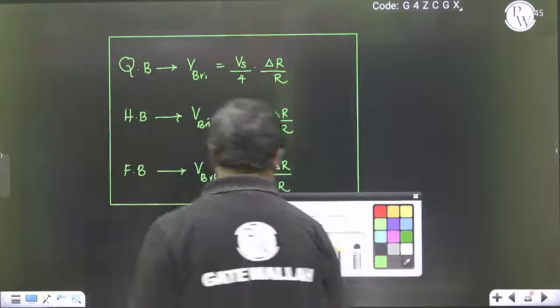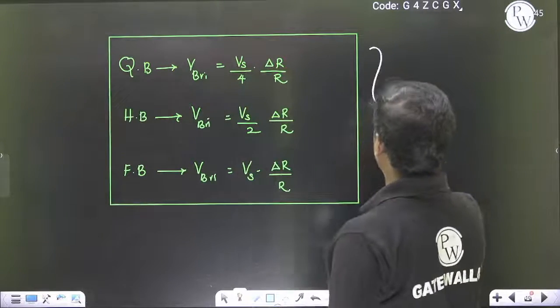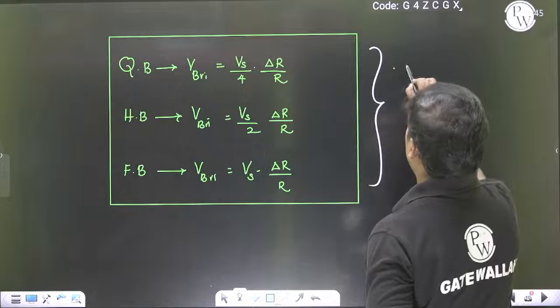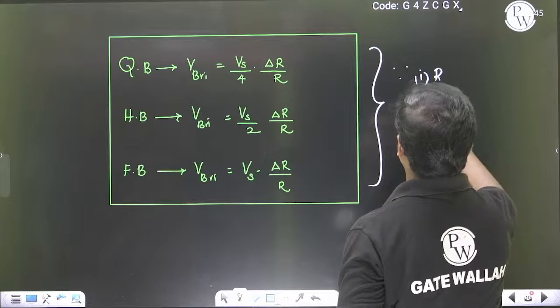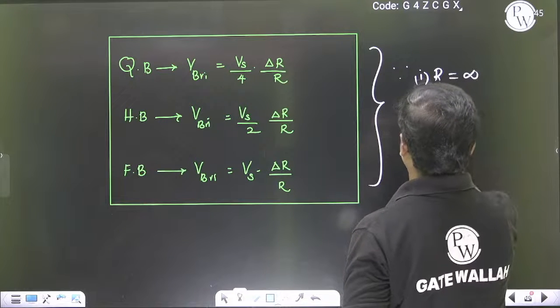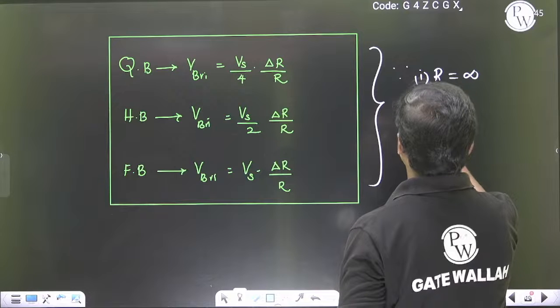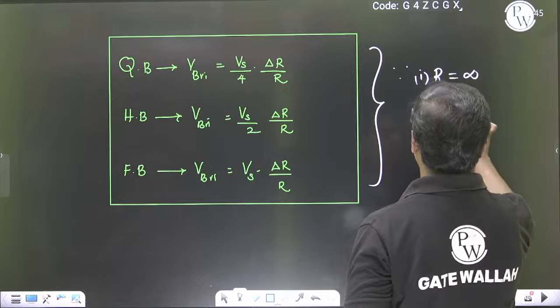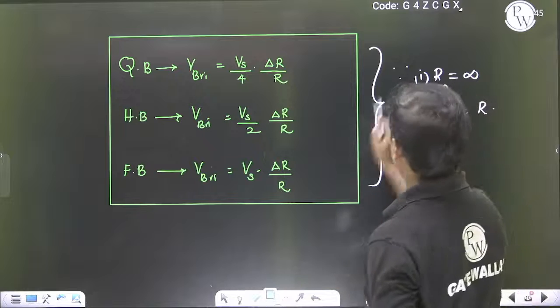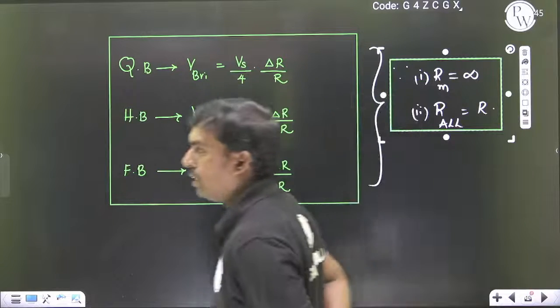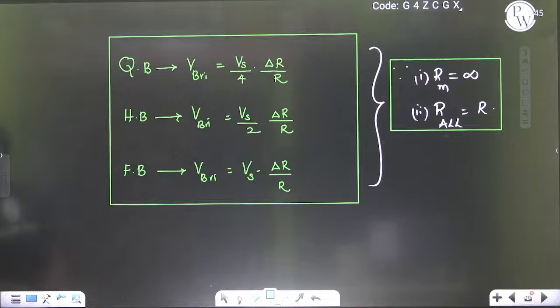And all these formulas are valid if and only if conditions are satisfied. The meter resistance must be infinite and all initial resistors must be the same. So when this matches, then only. All clear?